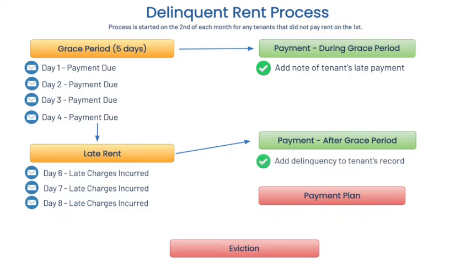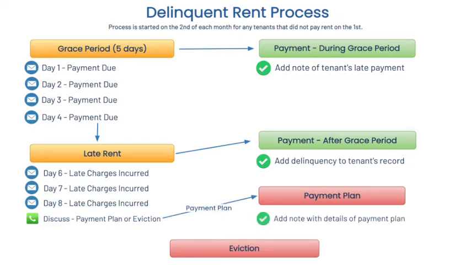If they do not pay by this point, there is a task to call them to discuss their options to move forward, either with a payment plan or with an eviction. Based on the option you select in the instructions for this task, the process will then move forward to the correct stage, payment plan or eviction. The payment plan stage has a task to add details and additional tasks about the payment plan, while the eviction stage has a task to start the eviction process.